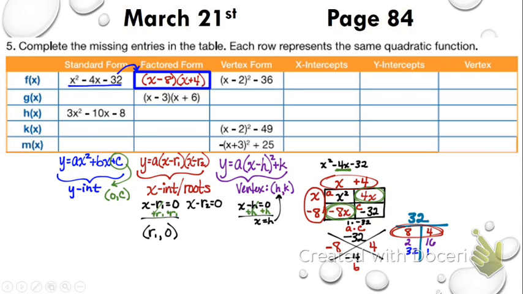What do I know now because of that? The roots. Yep, the x-intercepts, the roots. What are they? Negative 4, 0, 8, 0. -4, 0, and 8, 0.